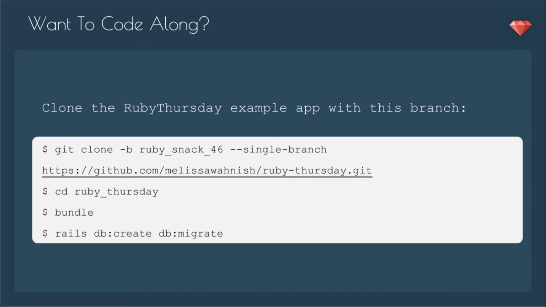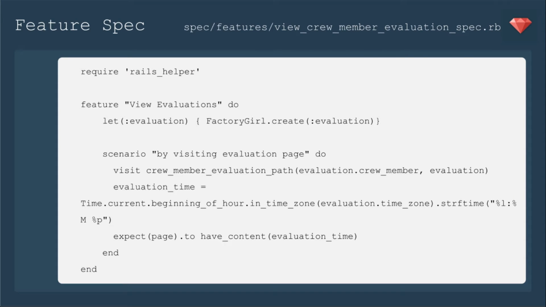You clone the branch, you cd into it, you bundle, then you rails db:create, db:migrate. We're going to be adding a simple feature spec to view the time and make sure the time is showing up correctly for our time zone. We're going to create an evaluation, and we're actually going to create the crew member in the evaluation factory, and I'll show you that in just a moment.